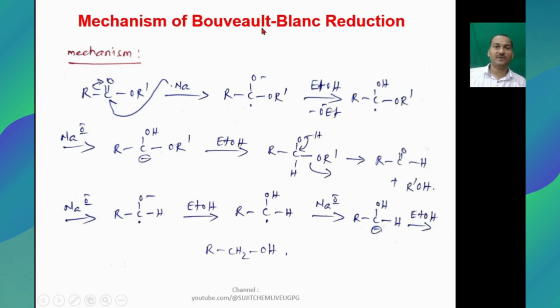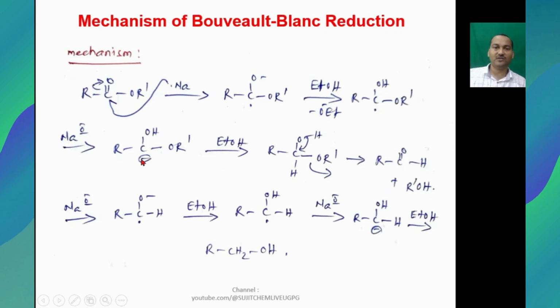So let's see what happens in Bouveault-Blanc reduction. So sodium can transfer one electron to this carbonyl carbon and this double bond will break on oxygen. So here you get a radical anion. So here is the carbon radical and here is the oxyanion. So O minus will take the proton from ethanol. So you get this hydroxy radical. So again sodium will transfer another electron to this carbon radical.